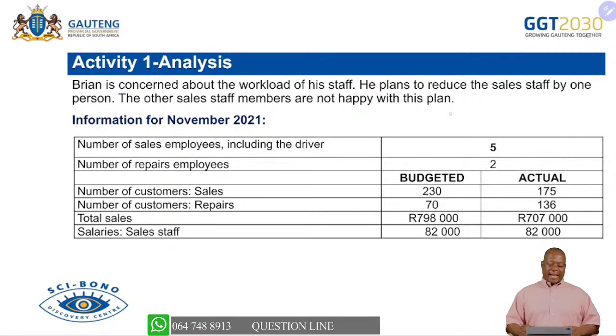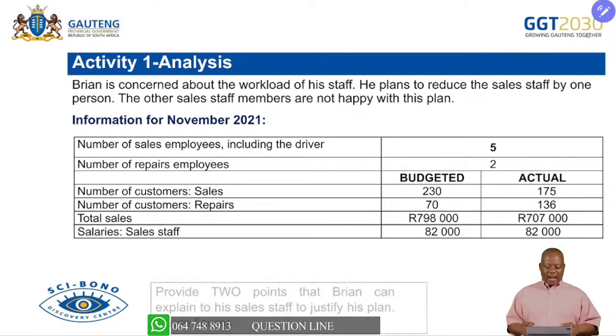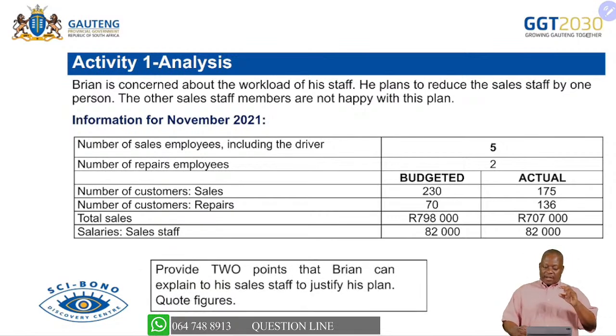Now let's look into the salaries for the sales staff. We had budgeted to pay them 82,000 and we actually paid them 82,000. So we are not paying them 1 rand short. But are they achieving what they should be achieving? Food for thought. Now, let's go back again to the opening statement. Brian is concerned about the workload of his staff. He plans to reduce the sales staff by 1 person. The other staff members are not happy with this plan.